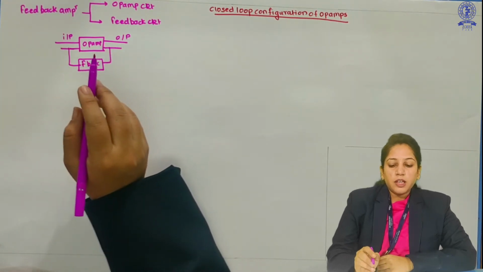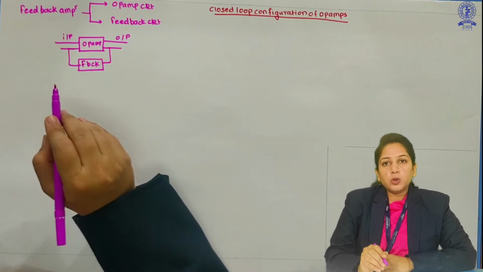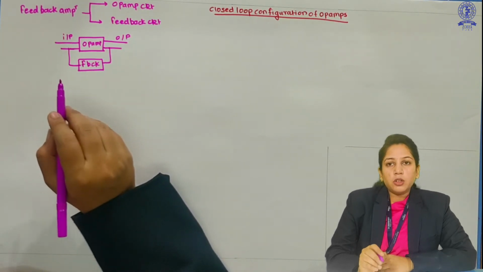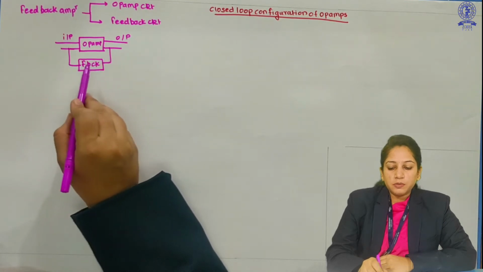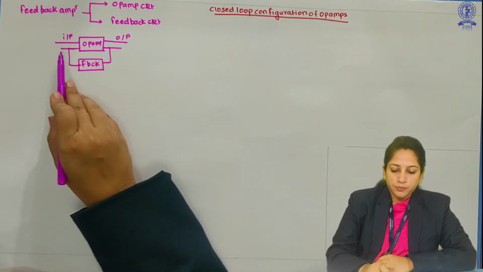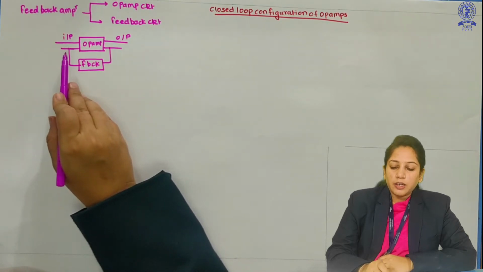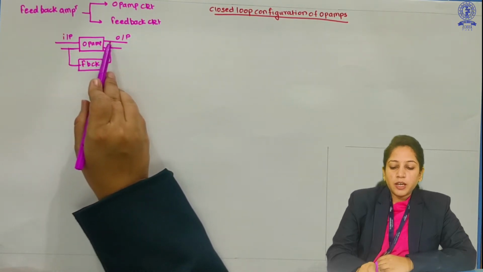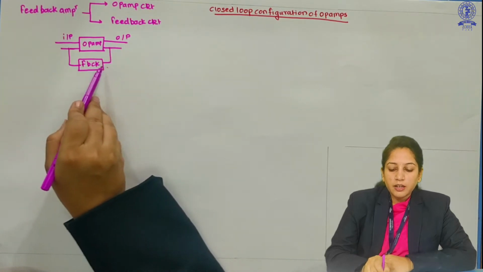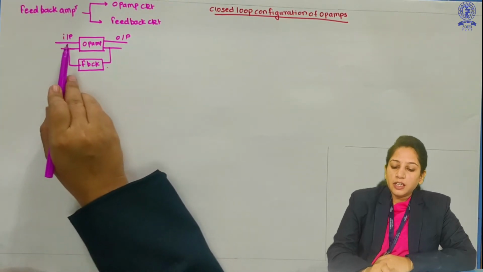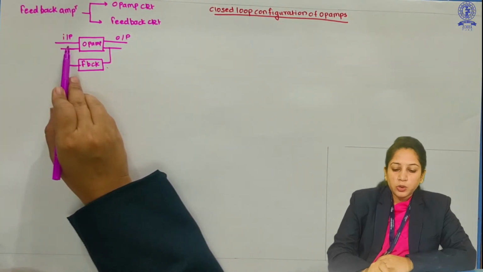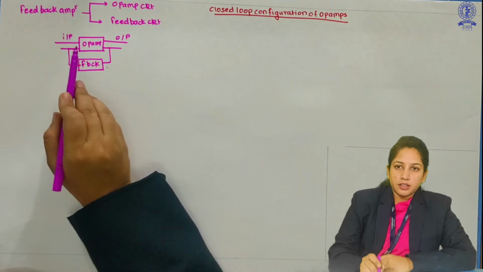Now there are four categories of closed loop configuration that depend upon how we connect this feedback circuit from output to input. Suppose we take a voltage or a current from the output and give it in series or shunt to the input. In this way there are four categories.